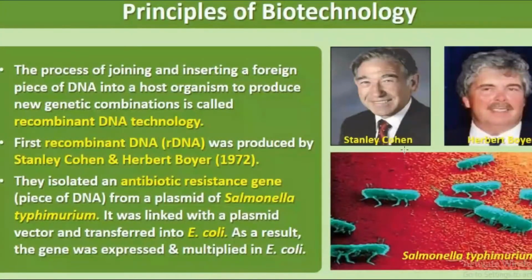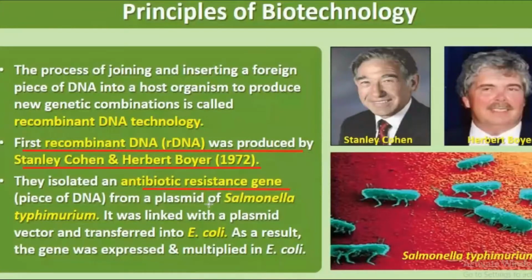You can see the names of two scientists. They are Stanley Cohen and Herbert Boyer. They produced the first recombinant DNA in 1972. First recombinant DNA was produced by Stanley Cohen and Herbert Boyer in 1972. What is the product? That is an antibiotic resistant gene.